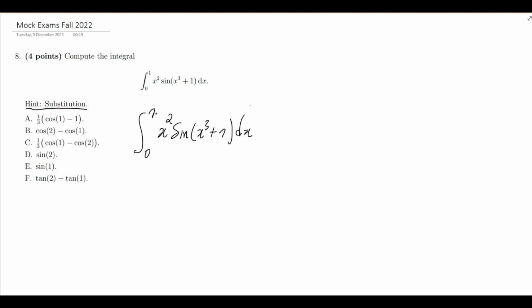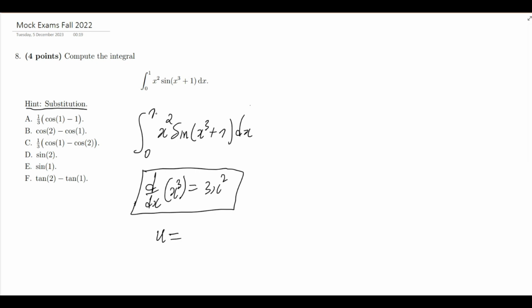Now, what is going to guide you to use substitution, or what is going to be your substitution? We are going to use u substitution, but before that, we have to know that the derivative with respect to x of x cubed is 3x squared. So this will guide us to know that our u substitution should be x cubed plus 1. This is very important. Once you're able to identify your u substitution correctly, every other thing becomes simple.